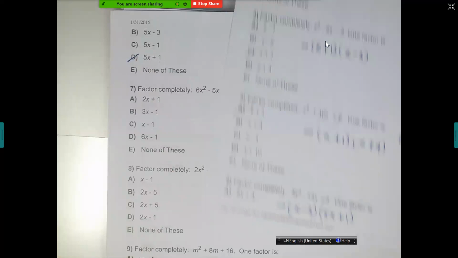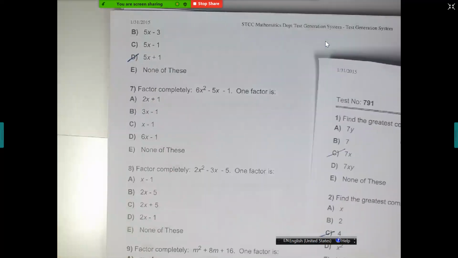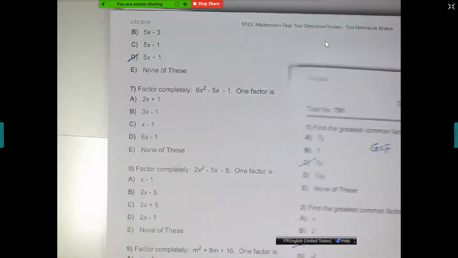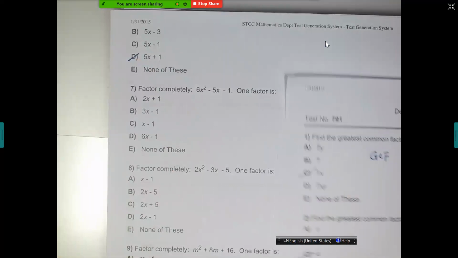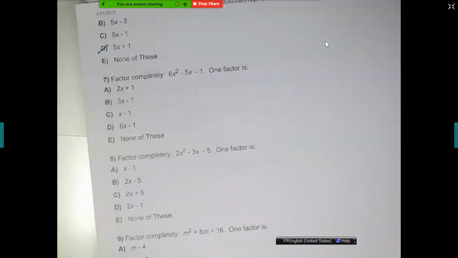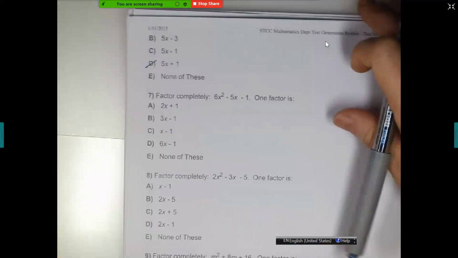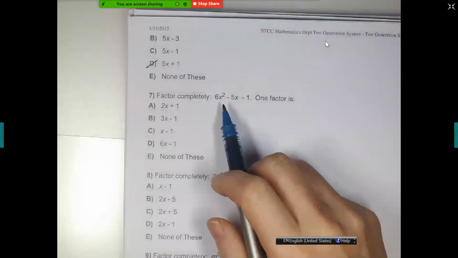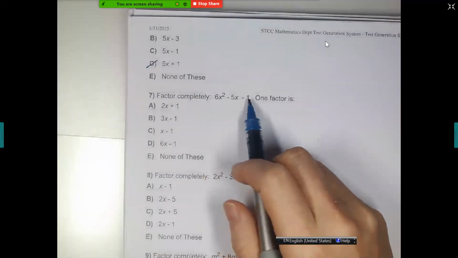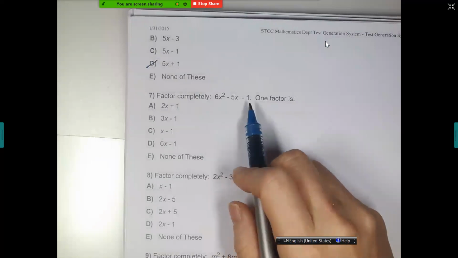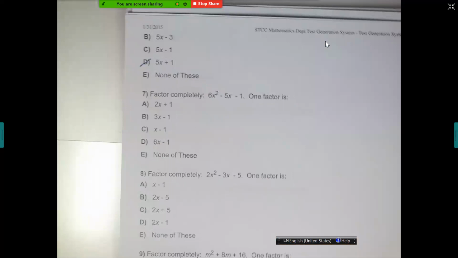All right, so now let's continue. This is the first problem, where the leading coefficient is not 1. We'll see more. And the next question we see here, what do we have? We have 6, 5, 1. No GCF. So then we'll just go ahead to look for the 4 numbers.